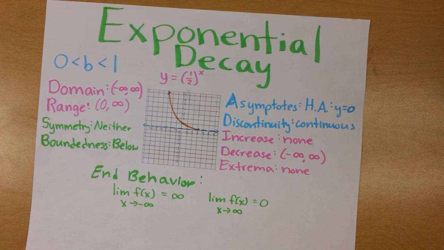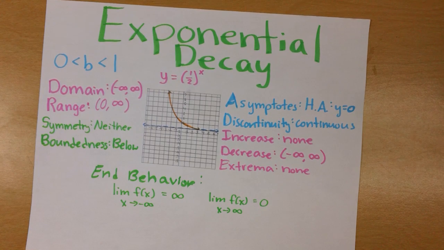They are bounded below but not above. They have a horizontal asymptote at y equals 0. There are no vertical asymptotes. They are continuous. They do not increase. They decrease from negative infinity to infinity. There are no extrema. The end behavior is, as x goes to negative infinity, the limit is infinity, and as x goes to infinity, the limit is 0.